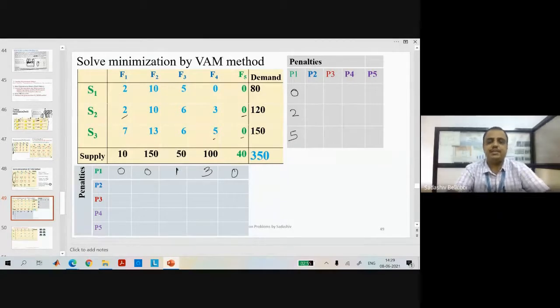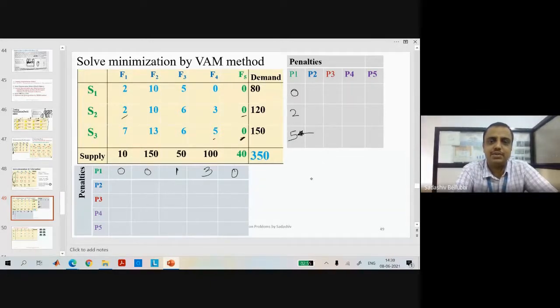Likewise, we need to write the penalties. Once you write all the penalties, you need to select the highest penalty. The highest penalty is 5. Once you select the highest penalty in that particular column, you need to identify which is the least number. The least number is 0.